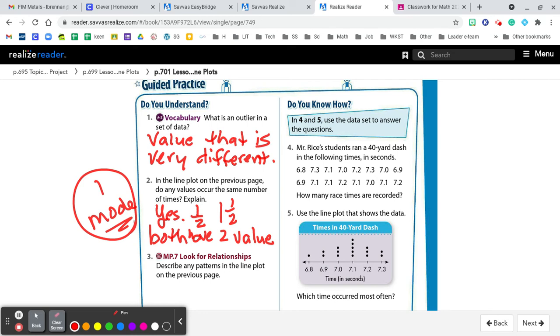Describe any patterns in the line plot on the previous page. You can describe, like, most of the dots are between 1/2 and 1 and 1/2. We're looking for patterns anytime something repeats.